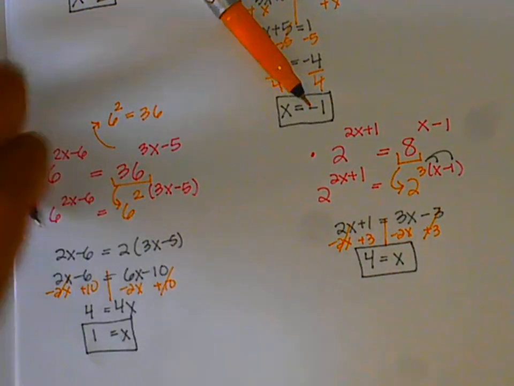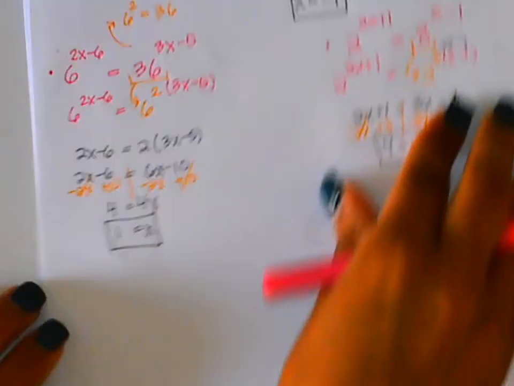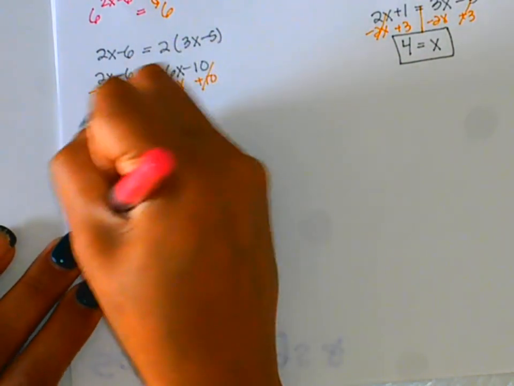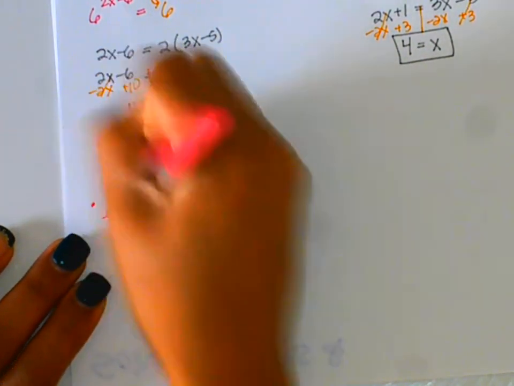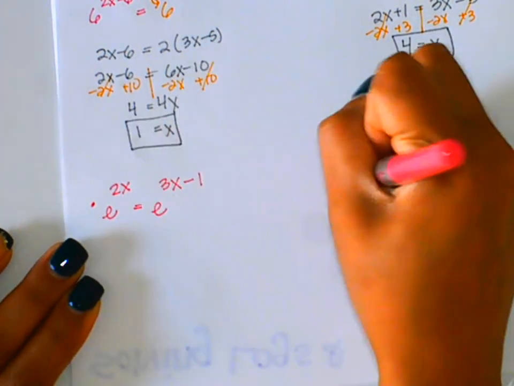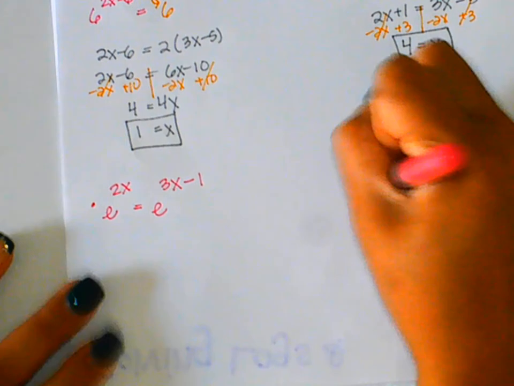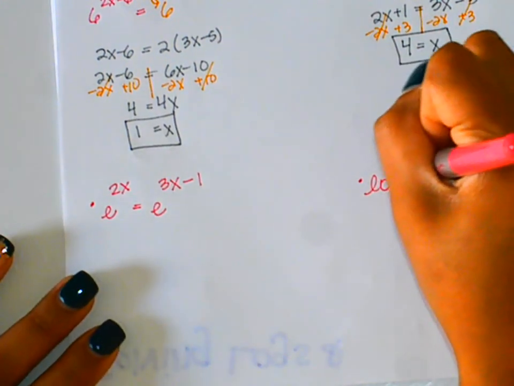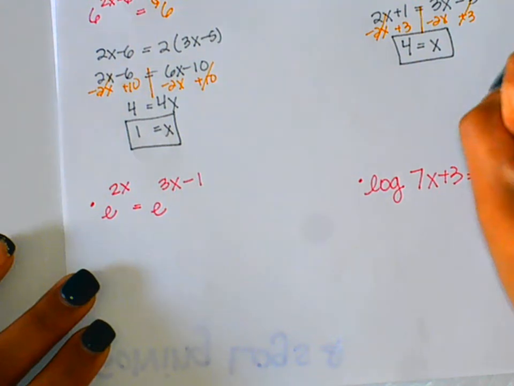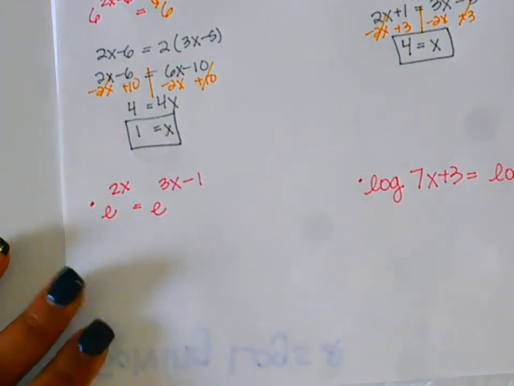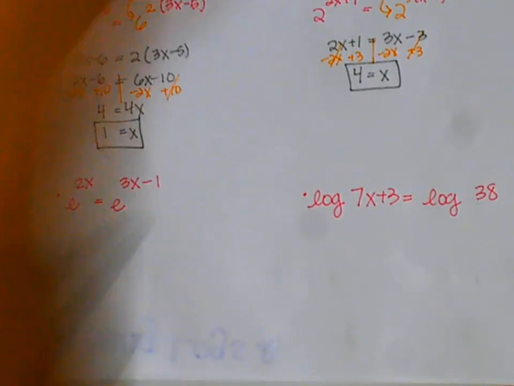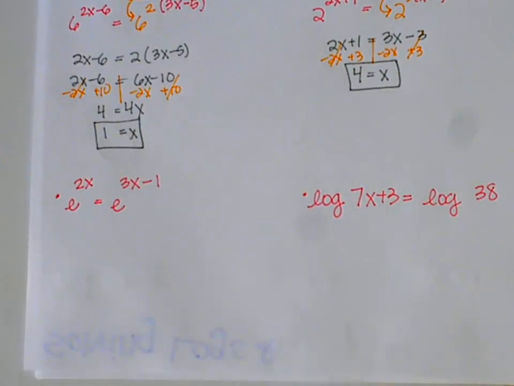Now this is pretty neat because this same rule applies when you have things such as e and also logs. So 7x plus 3 is equal to log base of 38. So again, you can pause here and solve these on your own.